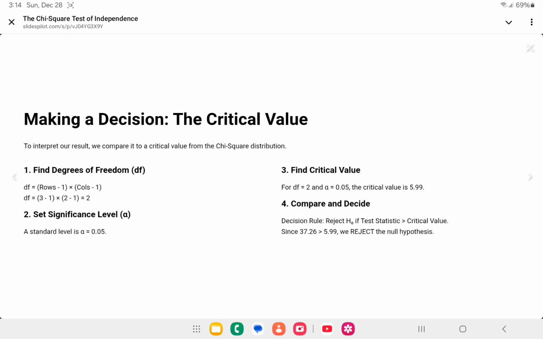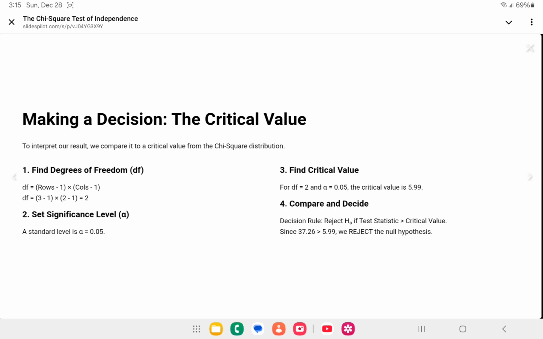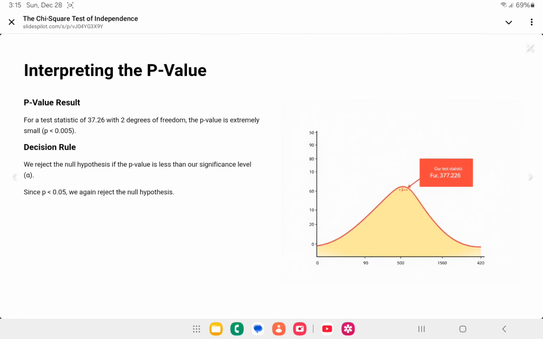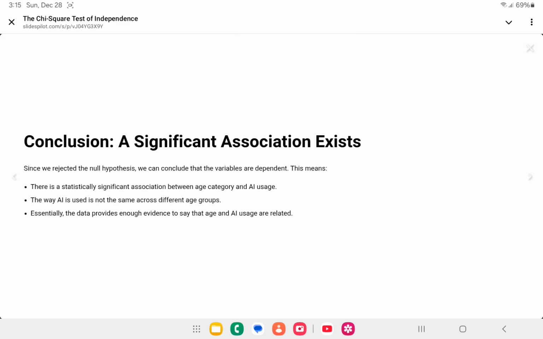Now suppose we're testing at the significance level alpha of 0.05. We can obtain the critical chi-square value for the test by using software or from the chi-square table. With df equals 2 and alpha equals 0.05, we have a critical value of 5.99. In essence, we will reject the null hypothesis and say that the result is significant if our computed chi-square statistic is greater than 5.99. Since our chi-square stat is 37.26, which is greater than 5.99, we will reject the null hypothesis and conclude that age and AI usage are dependent. In other words, there is significant association, or that the distribution of AI usage is different among the age categories.